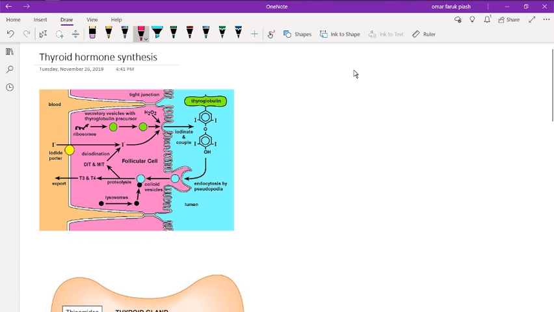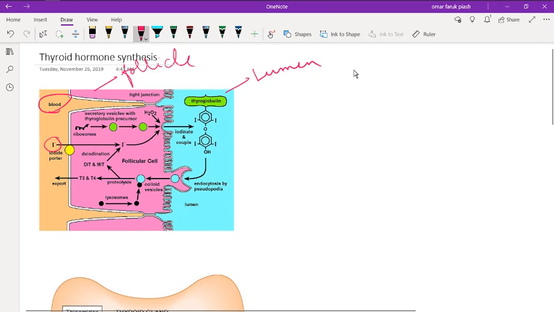First of all, this is blood, this is the thyroid follicle, and this is the lumen of the thyroid. In here, first iodide enters into the follicle via the sodium iodide symporter, or sodium iodide co-transporter.